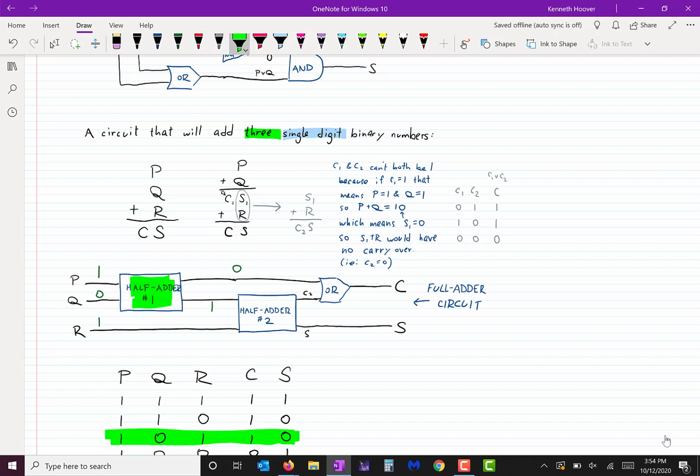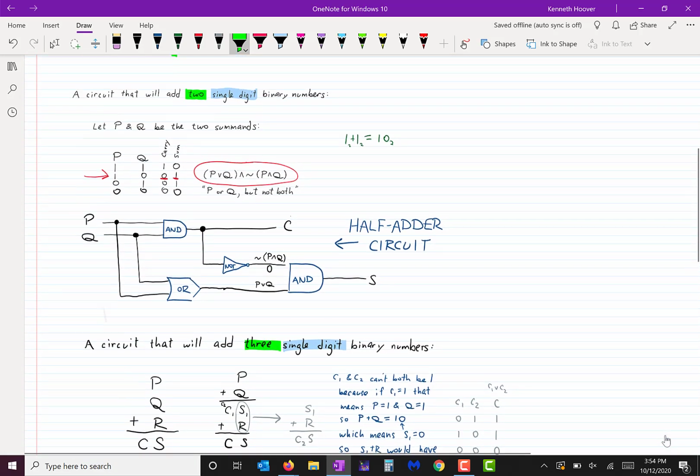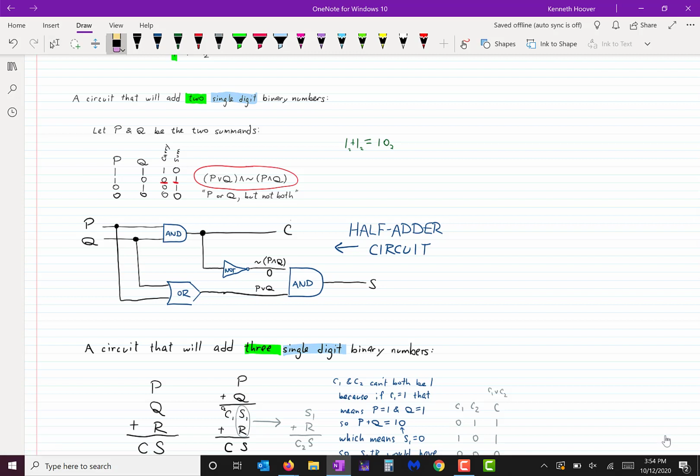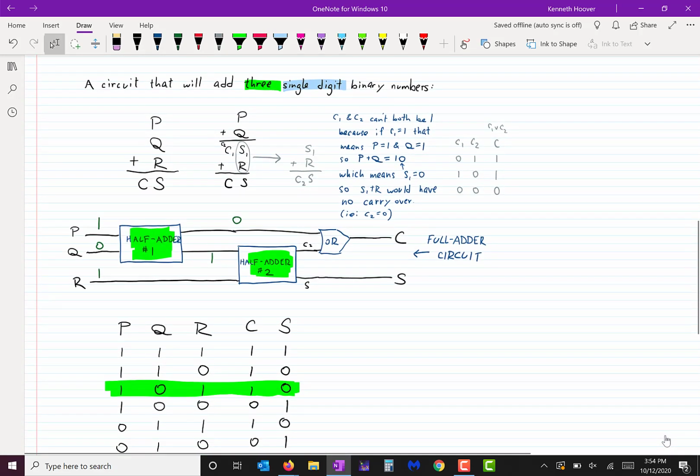Now let's look at this half adder circuit. We've got 2 1s going in. What will come out? 2 1s going in. A 1 comes out for the C, and a 0 comes out for the S. So this would be a 1, and this would be a 0.